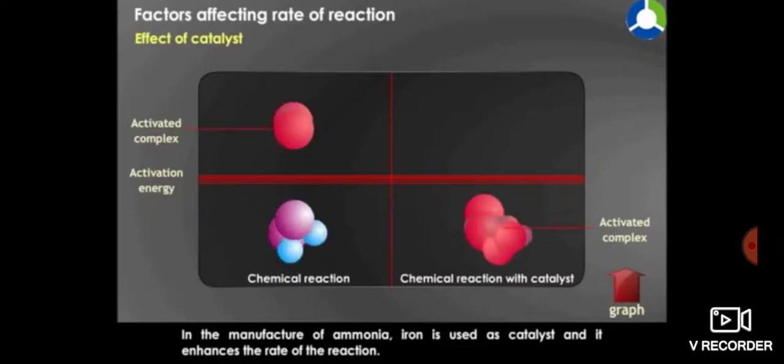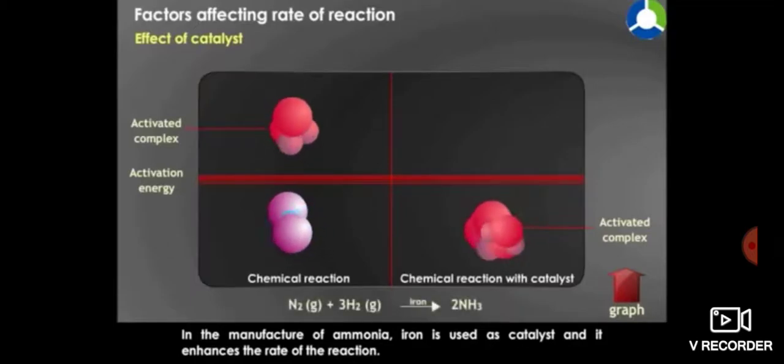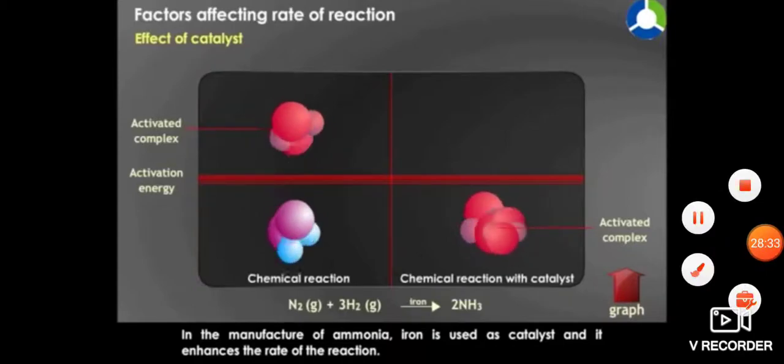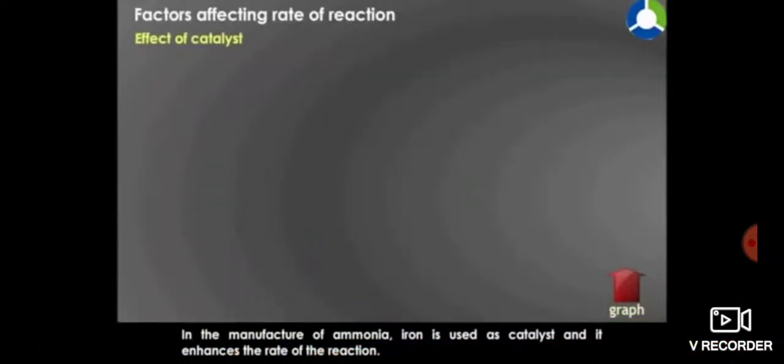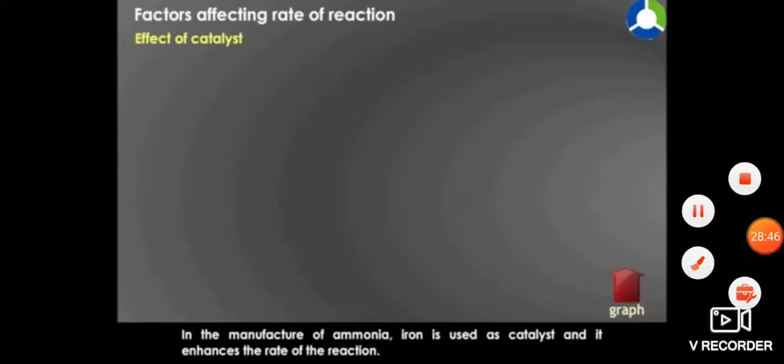In the manufacture of ammonia, iron is used as catalyst, and it enhances the rate of the reaction. N2 plus 3H2, in the presence of iron as catalyst, gives 2NH3. See, so you saw how the catalyst is going to affect the rate of reaction in this case, isn't it?